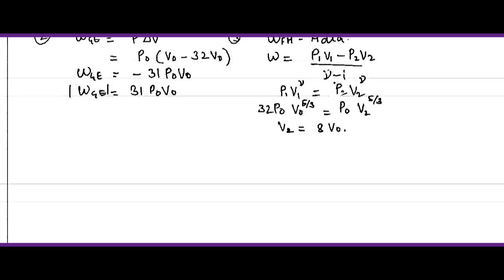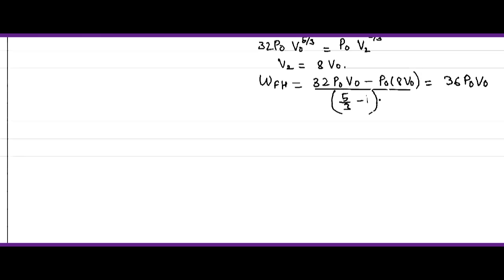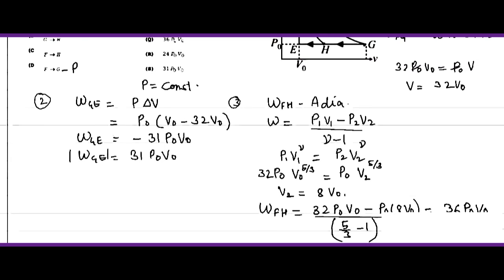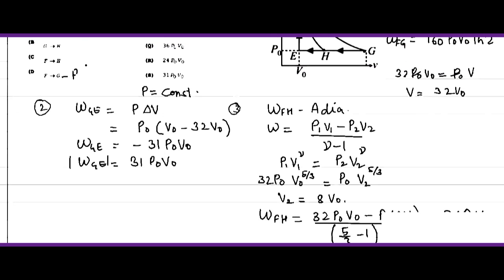Now we know P1 V1, we know gamma, and we know P2 V2. So if we find the work done during the process FH, when we substitute the values, you can see I have substituted the values, and WFH I have found to be 36 P naught V naught. So that is the work in the process FH.